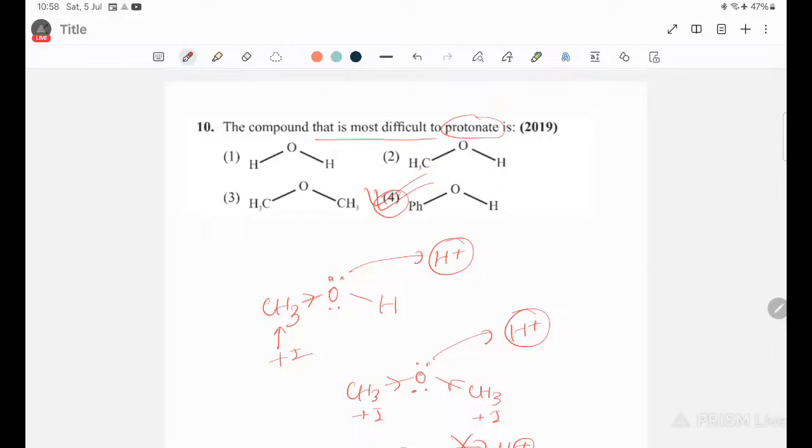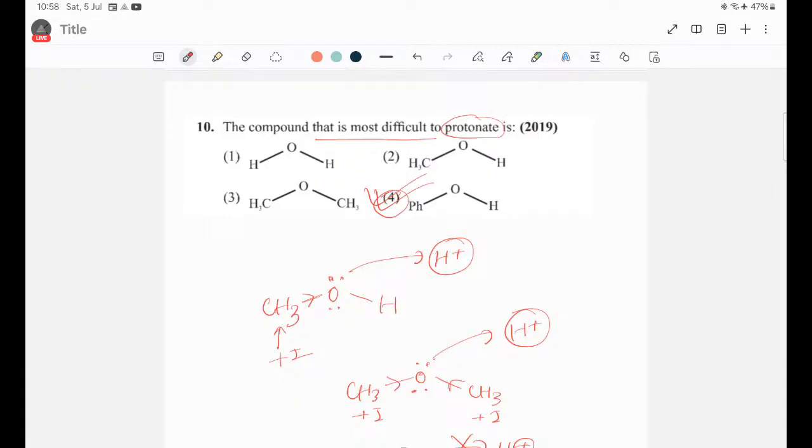And see, if you know the conceptual part, how much time do you need? At most 15 seconds. You don't need more than 15 seconds. Why? Because whenever you get this kind of question, just try to figure out in which case the lone pair electron density over the oxygen atom will be more.